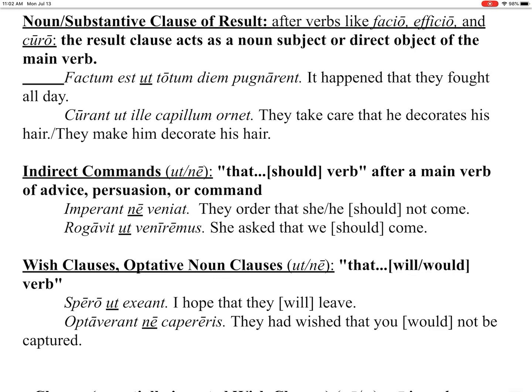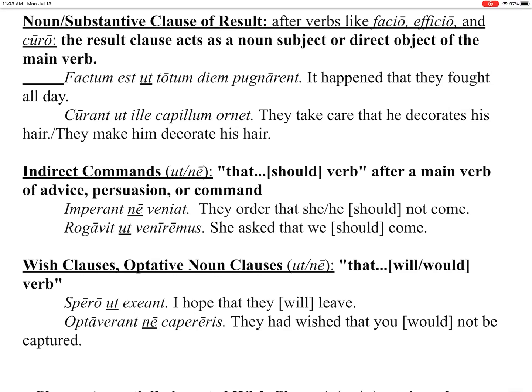And then the second example, rogavit ut veniamus. He asked or she asked, rogavit, perfect tense, that we should come. Or you could just say that we come if you want. So notice the should can be dropped out. If you drop it out, you're using an English subjunctive. They order that he come. She asked that we come. There we go, dropping out the should, we're using a subjunctive in English. If you like to, put the should in. If you don't, just keep it out.